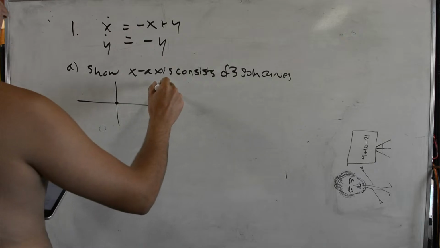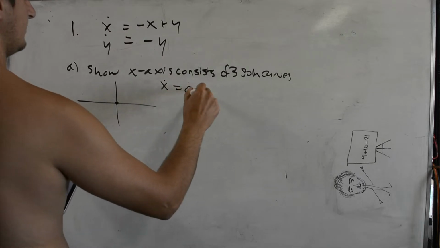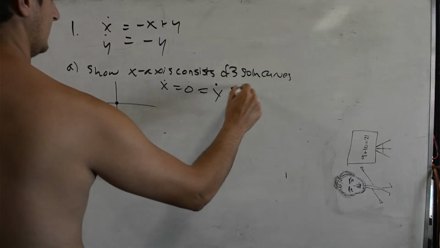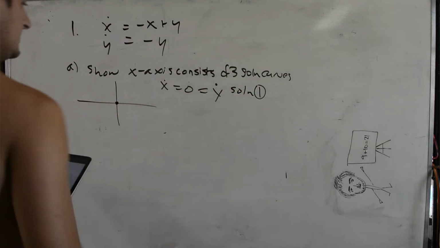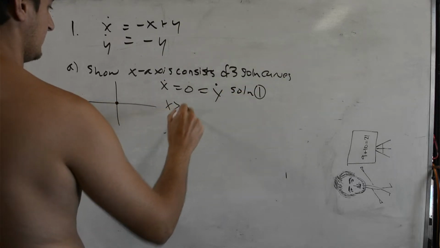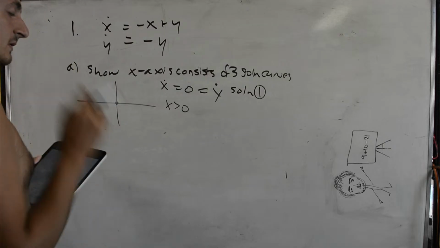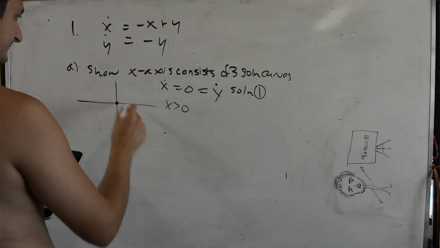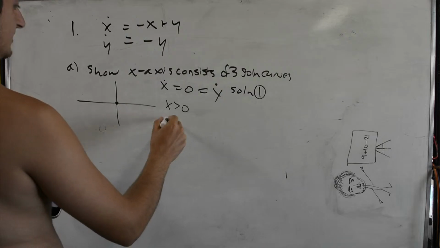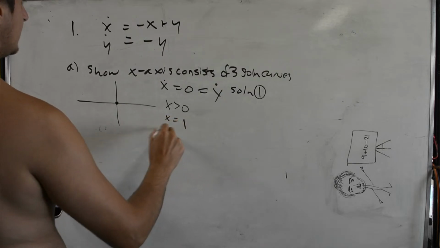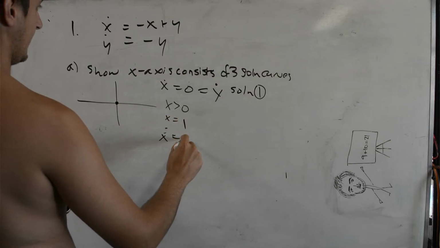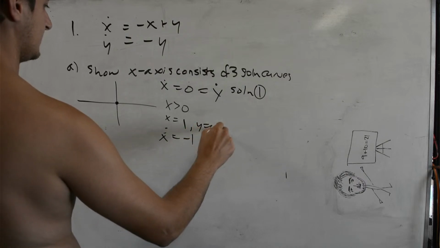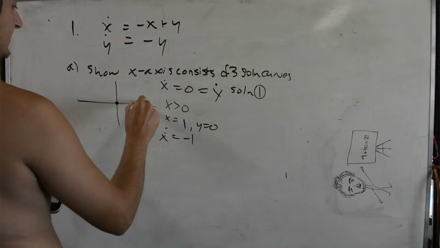So you have the x dot equals 0 equals y dot solution. That's 1. Then 2, let's say x is greater than 0. We have another solution. So for x greater than 0, let's pick x equal to 1. We get x dot is equal to minus 1. Let's say x equal to 0, y equal to 0. X equal to 1, y equal to 0. So then this is going to sink.